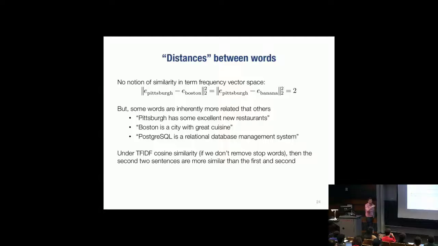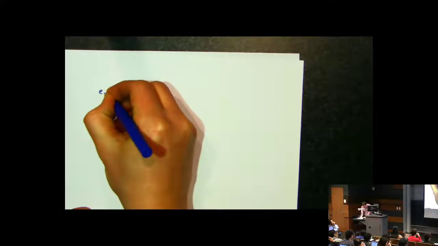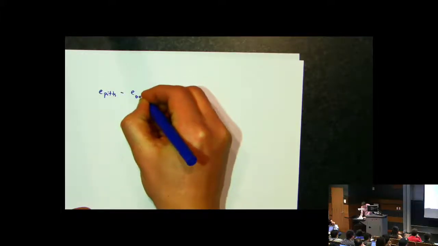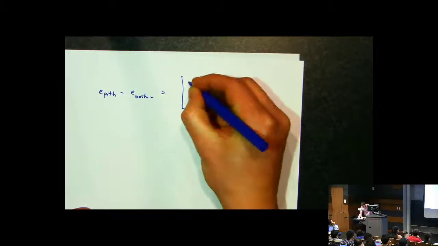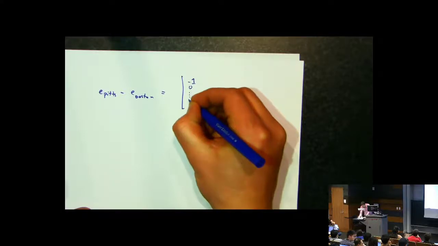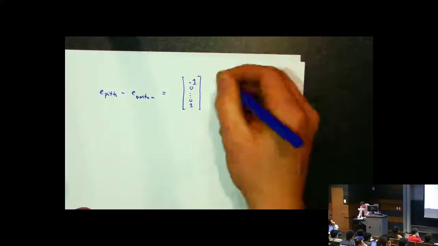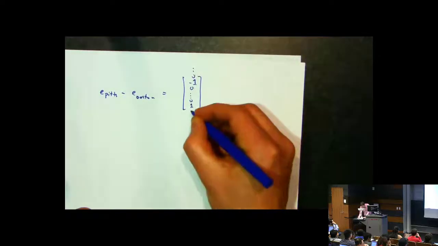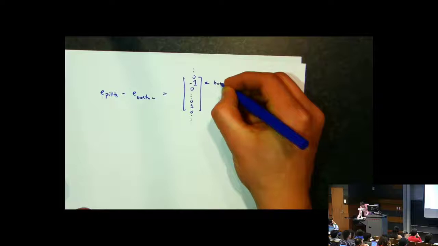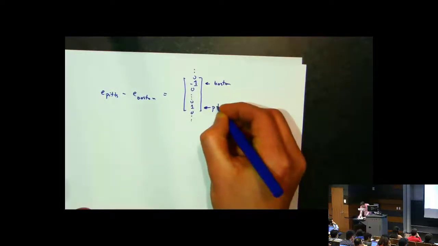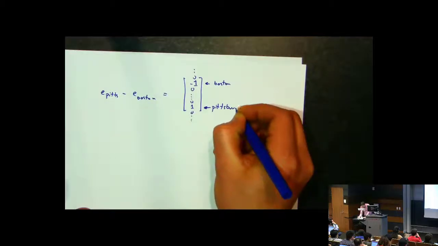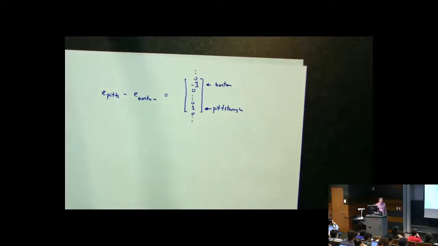Of course, each has a 1 in one location, and a 1 in another location for the other word, and when you subtract them, E Pittsburgh minus E Boston would just equal some vector that has a -1 in the Boston column, zeros everywhere else, and then a 1 in the Pittsburgh row. This row here is the Boston row. This row here is the Pittsburgh row. So when I take the norm of this, the norm squared is just going to be equal to 2, no matter what.